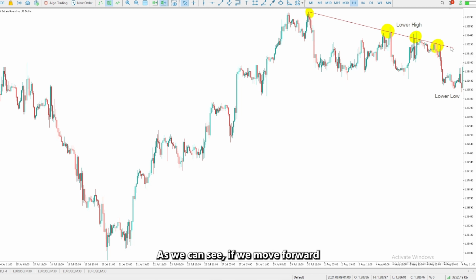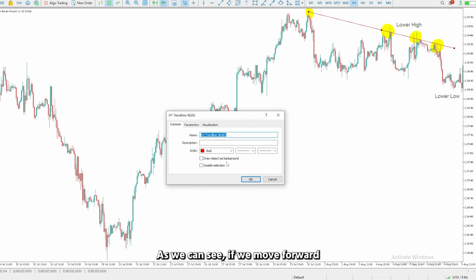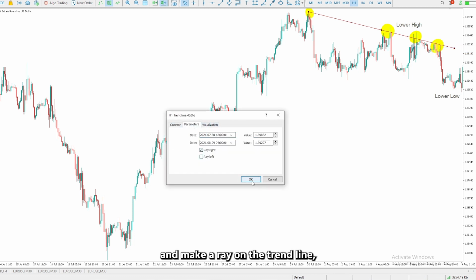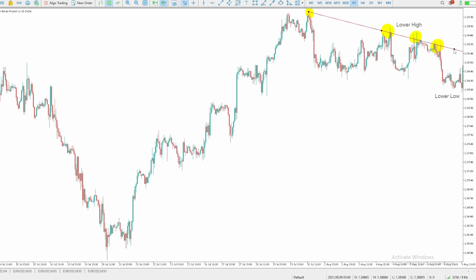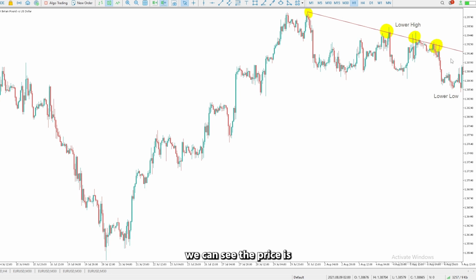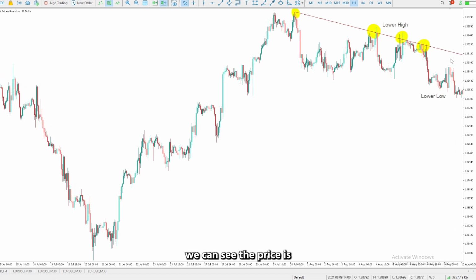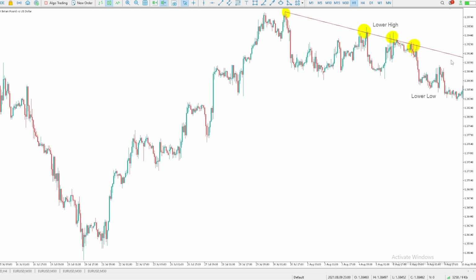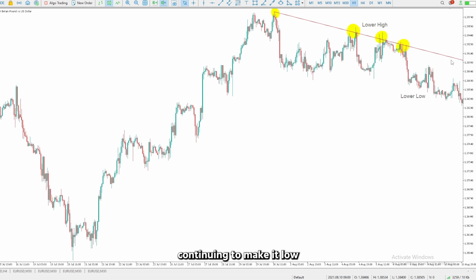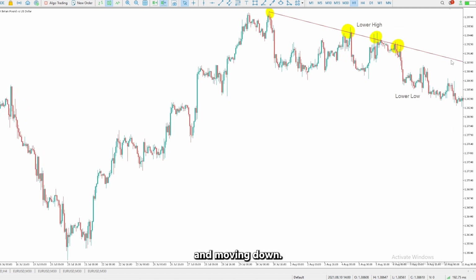As we can see, if we move forward and move away from the trend line, we can see the price continues to make lows and moves down.